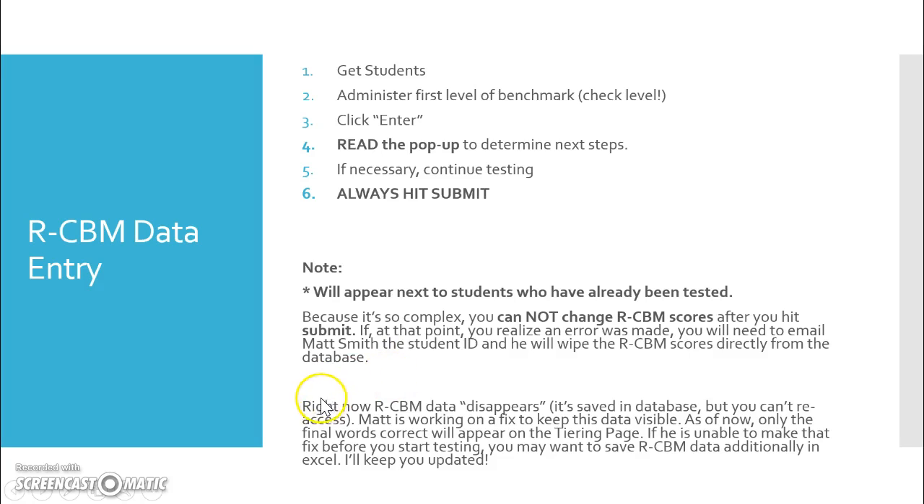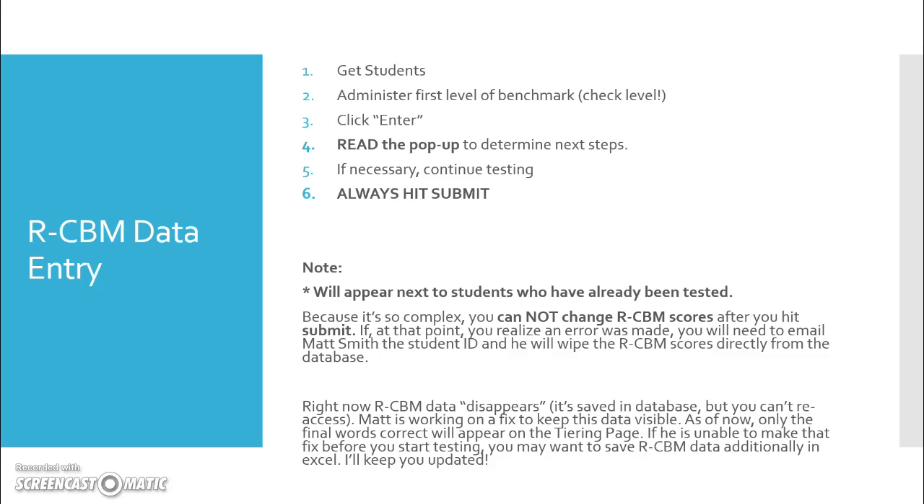Now, another important point. Right now, R-CBM data, as soon as you hit submit, it kind of disappears. It doesn't stay there on the page. It's gone to the right place. It's in the database, and you'll be able to see the final words correct for the final grade level on the tiering page, which we're going to go over in the next video. But you won't be able to see all the scores, how they did on each passage and the errors. And I know that a lot of people want to see that information as they're testing. Again, all that is being saved. It's just not going to be visible to you right in the moment.